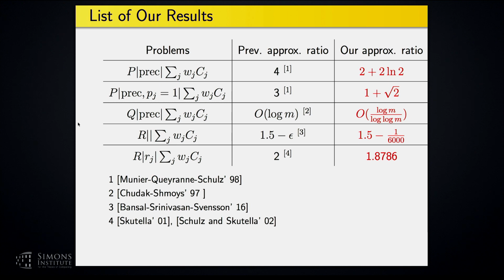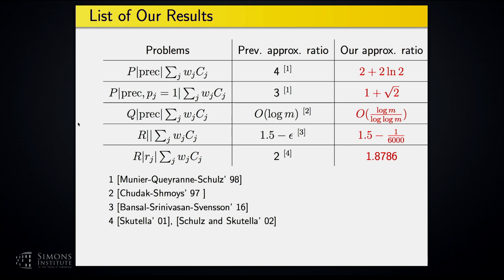If the machine model is the related machine model, then Chudak and Shmoys gave an order log m approximation, where m is the number of machines, and we improved this slightly by a log log m factor. Then we consider the unrelated machine model. For minimizing the weighted completion time in the unrelated machine model, the breakthrough result of Bansal, Srinivasan, and Svensson gave a 1.5 minus epsilon approximation, improving the previous 1.5 approximation algorithms. That epsilon is tiny, and we also get a 1.5 minus some epsilon approximation. This is also tiny, but one technical improvement is that our algorithm is based on a very natural LP relaxation for the problem, which I'm going to define soon.